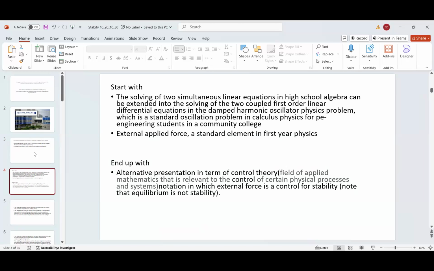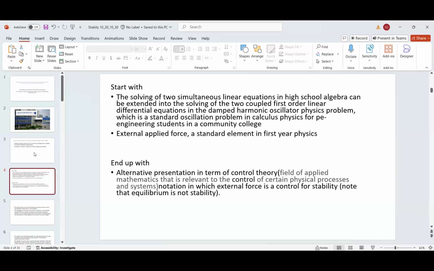Here we start with solving two simultaneous linear equations in high school algebra, which can be extended into solving two coupled first-order linear differential equations in the damped simple harmonic oscillator physics problem. That is the standard oscillation problem in calculus physics for pre-engineering students, and an external force is a standard element in first-year physics.